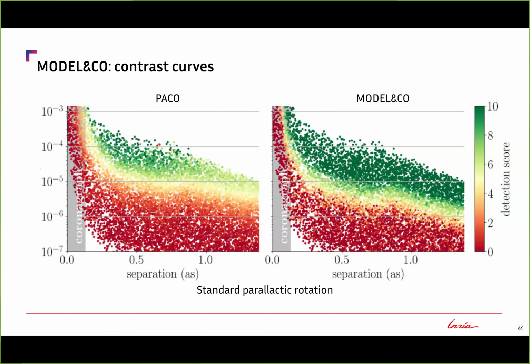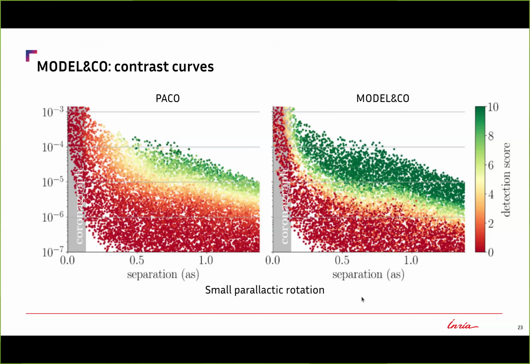Here we plot the output signal to noise ratio with a lot of injected sources. We have the contrast on the y-axis and the angular separation on the x-axis. Here with standard rotation, we can see that the results are quite similar. Maybe Model&CO is a bit better.